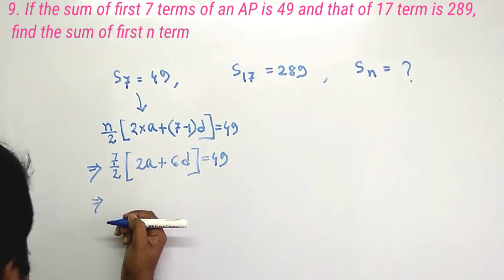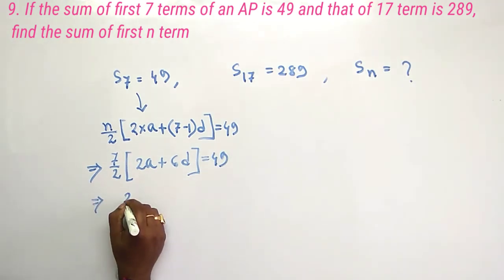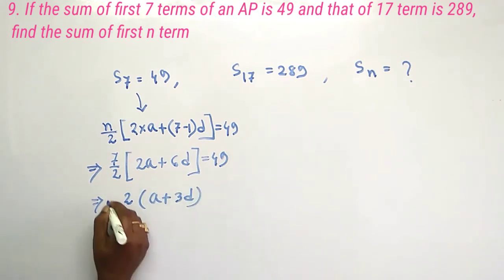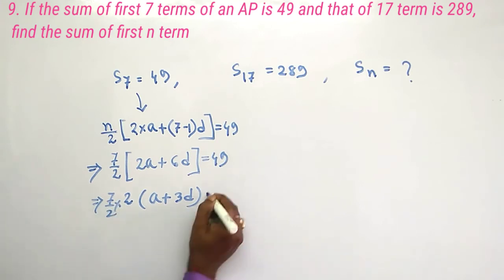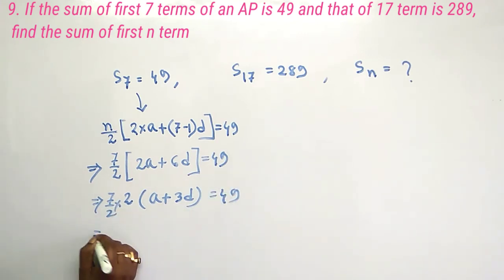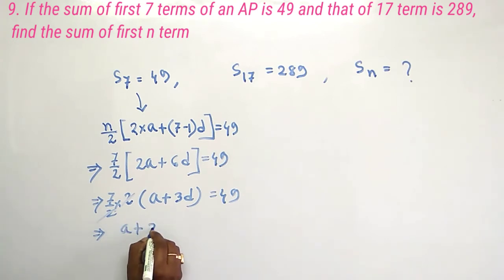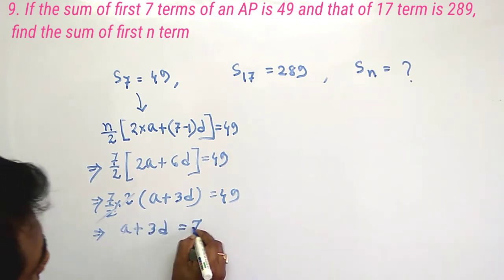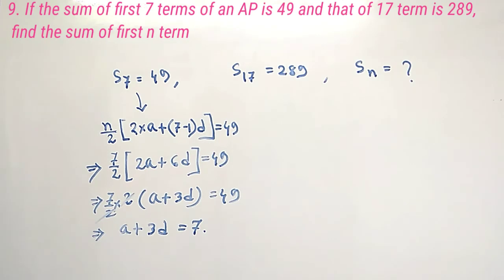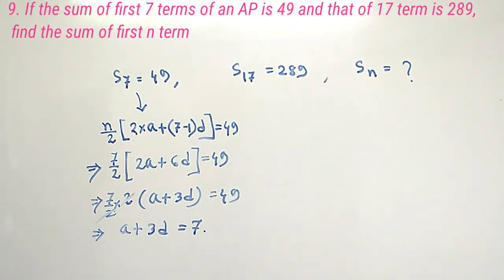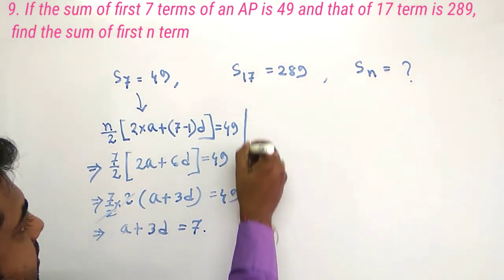Implies that 2A plus 3D and here 7 by 2 equals to 49. So this implies what? A plus 3D equals to 7. Okay. So similarly, we can find out the same way the value of A17. Okay. So let's see what we can find.